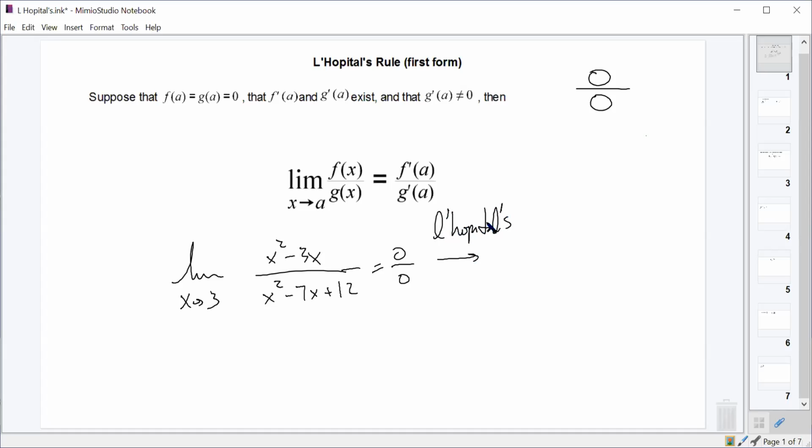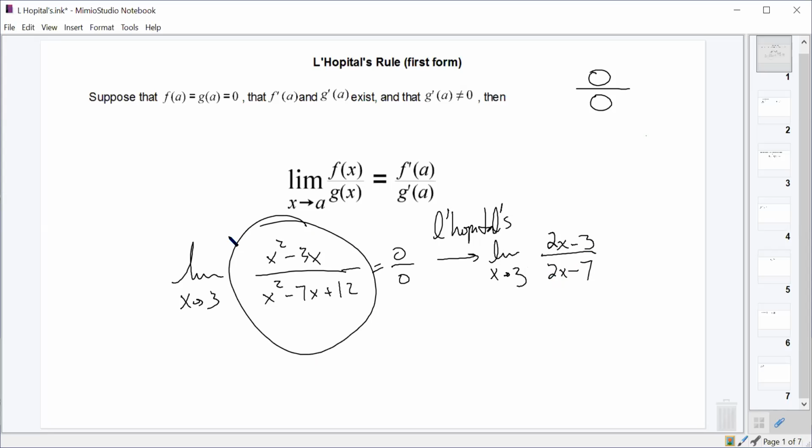So you're going to write, using L'Hopital's rule, this limit should be the same as the limit as x approaches 3 of the derivative of the numerator over the derivative of the denominator. We keep them separated. We don't do the product rule, and we definitely do not do the quotient rule. It's just the derivative of the numerator divided by the derivative of the denominator. It is not the quotient rule because we're not actually taking the derivative of this function.